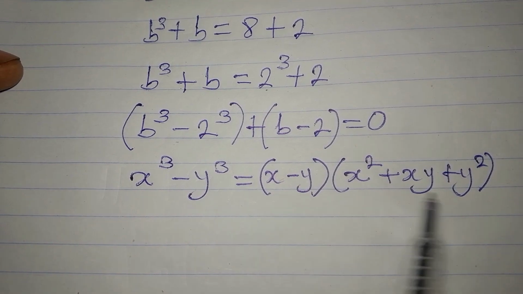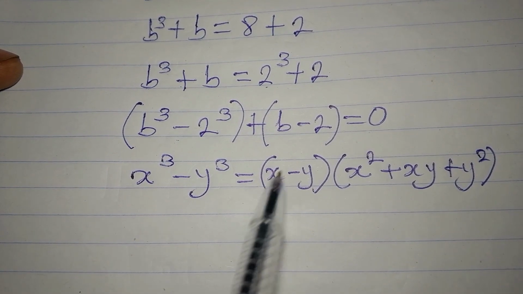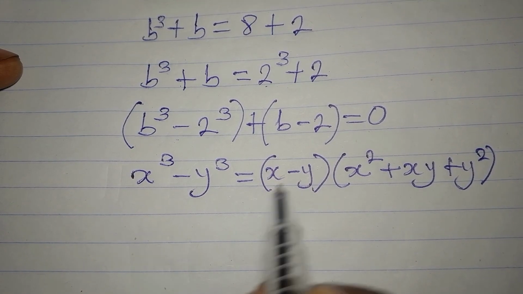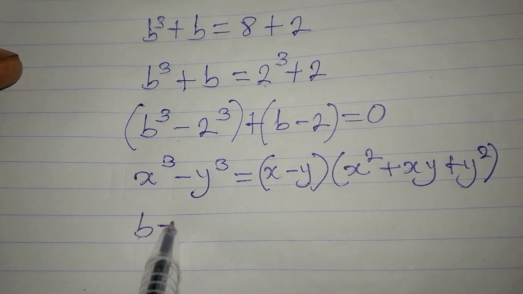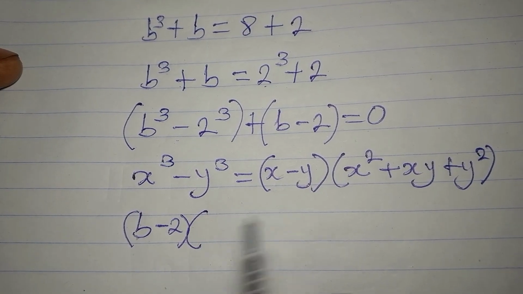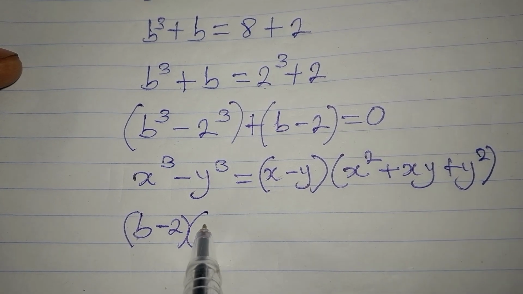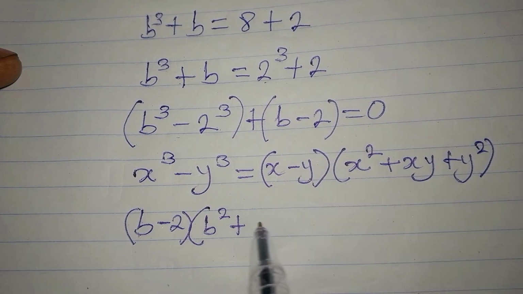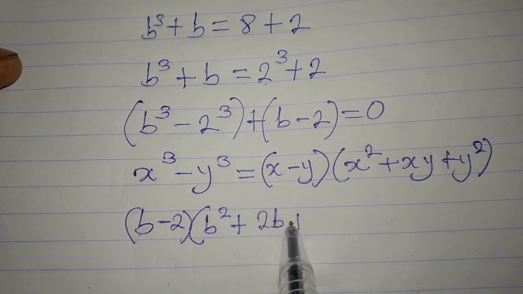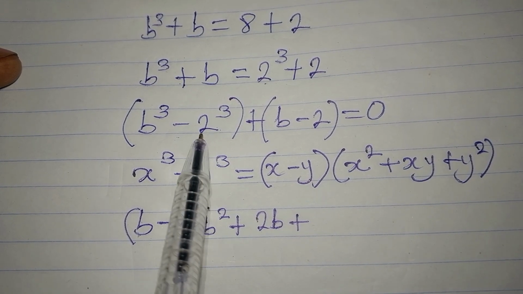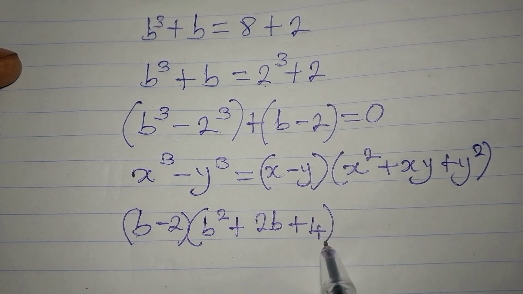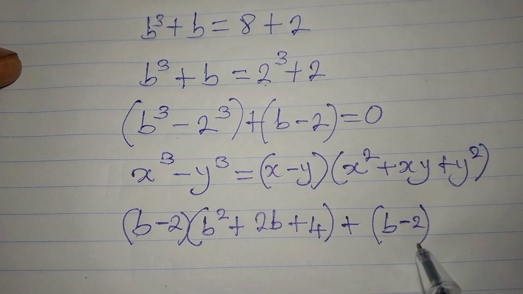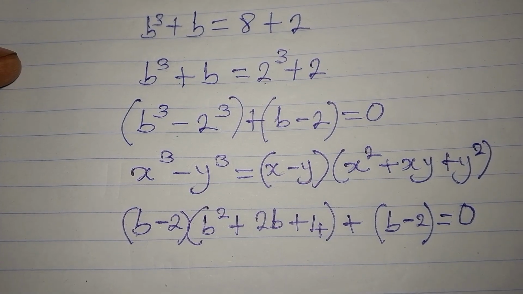Now we are going to use this identity to solve this problem. Our x is b and our y is 2. So x minus y now becomes b minus 2. Then into x squared, which is going to be b squared, plus xy, that will be b times 2, which is 2b. Then plus y squared, that is 2 squared, and it's equal to 4. Then we'll go to the second group, which is b minus 2. Then we equate to 0.